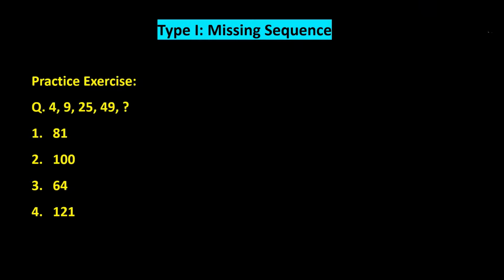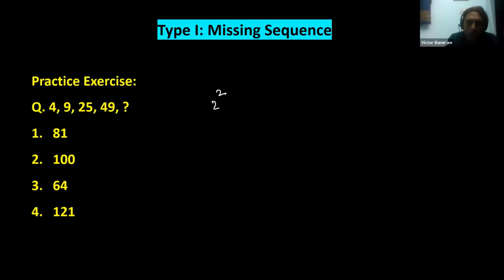Fourth one, 121. Pranjali is saying 121. Shwani, do I have some answer? So 121. Correct. See, these are nothing but squares of consecutive prime numbers. 2 square, 3 square, 5 square, 7 square. Basically, this is your 4. This is your 9. This is your 25. This is your 49.